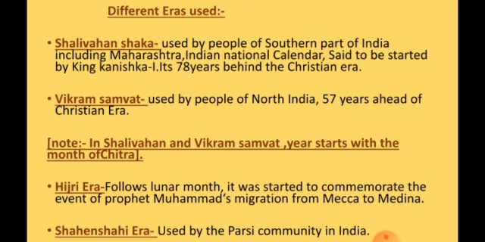Third, the Hijri era follows the lunar month. It was started to commemorate the event of Prophet Muhammad's migration from Mecca to Medina. It is followed by people who follow Islam all over the world. So they follow the Hijri era. Last, the Shahenshai era. It is used by the Parsi community who live in India.